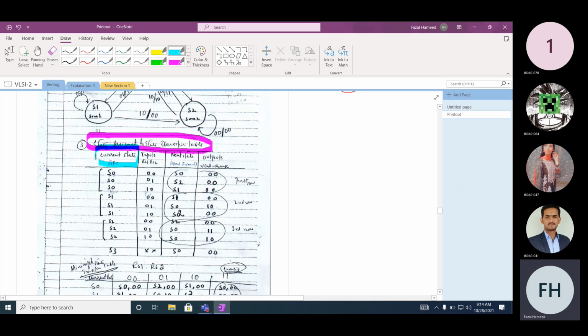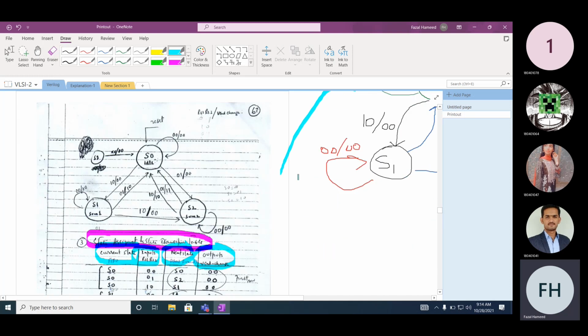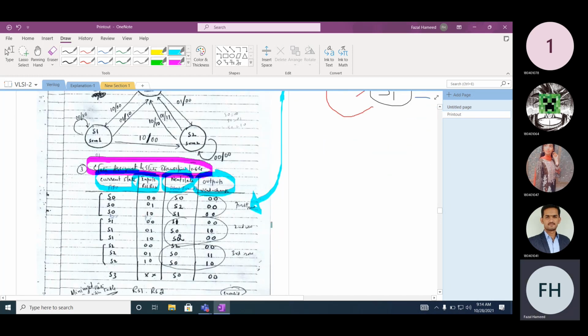So now we have this current state. Can you see in yellow? Current state, inputs rupees 1 and rupees 2, then next state and the output is vend and change. So now we have S0 representing state S0. If the current state is S0, the input is 0, 0, the next state is S0, and the output is 0, 0. So now we can translate this into the state table.